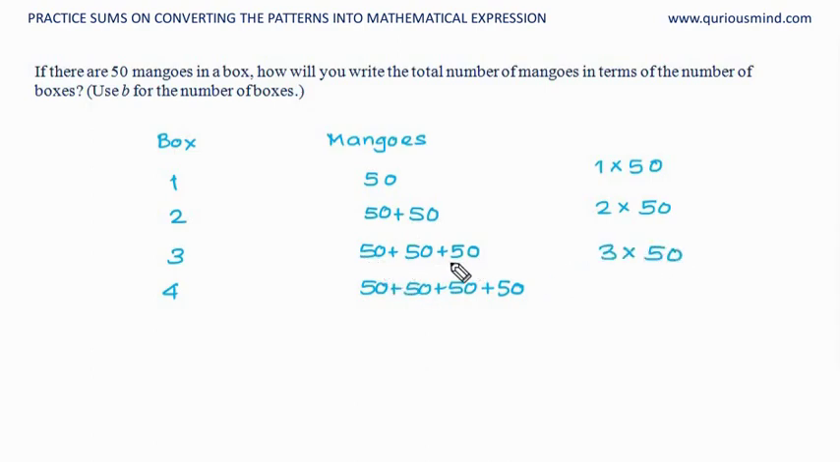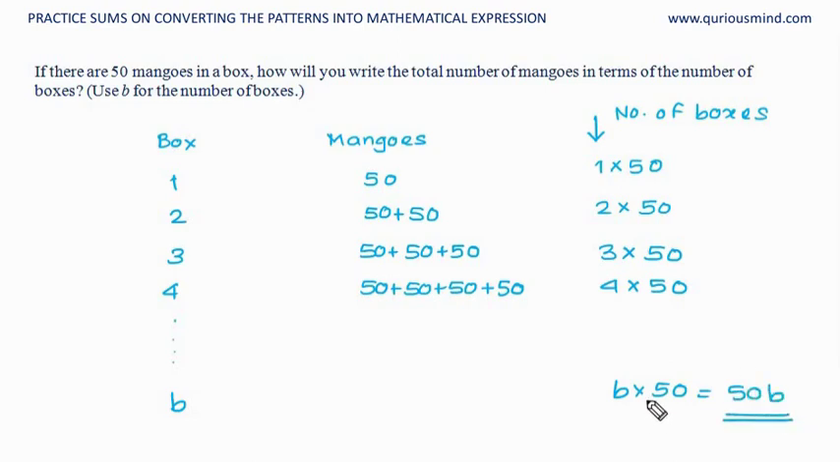We know successive addition is multiplication. Here it is 1, 2, 3 times 50. Here it is 1, 2, 3, 4, 4 times 50. And we see that as we change the number of boxes, this number is changing. This is a variable. So if I represent the number of boxes by B, then if I have B number of boxes, I will have B into 50 mangoes, which is represented as 50B. We remove the multiplication sign and generally write the alphabet after the number. So 50B, 50 times B.